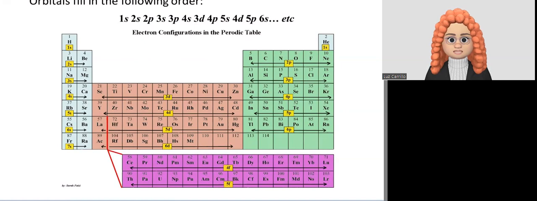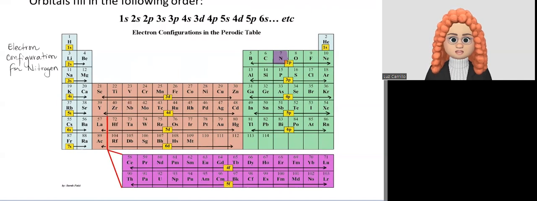And as an example, the element that I'm going to select to do this work with is going to be nitrogen. Nitrogen is right here in the periodic table. I am highlighting it in purple. So if we're trying to determine the electron configuration for nitrogen, the first thing that we need to determine is how many electrons nitrogen has.